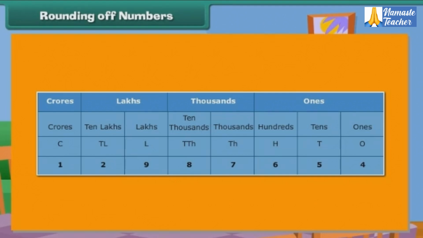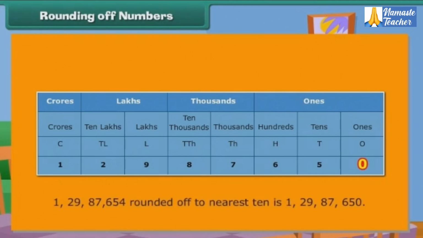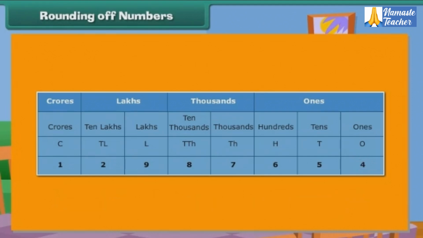We first consider the digit at the ones place. It is 4. 4 is smaller than 5. We replace it with 0. 129,87,654 rounded off to nearest 10 is 129,87,650.